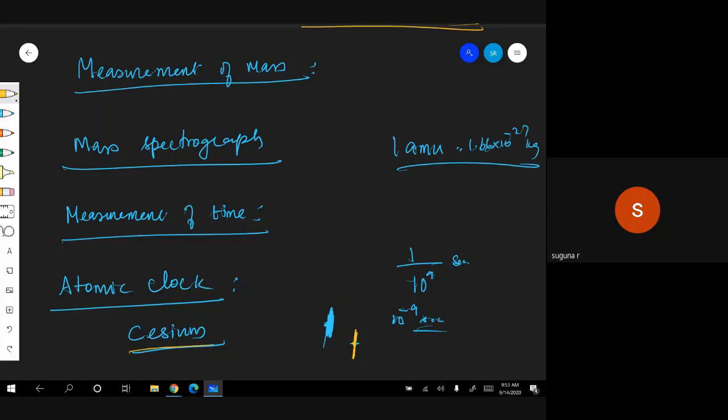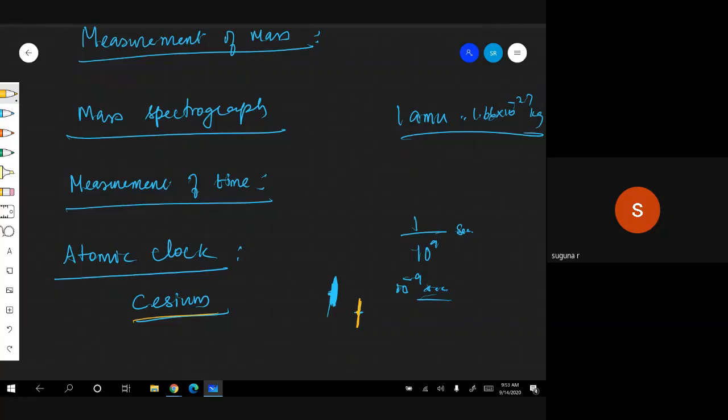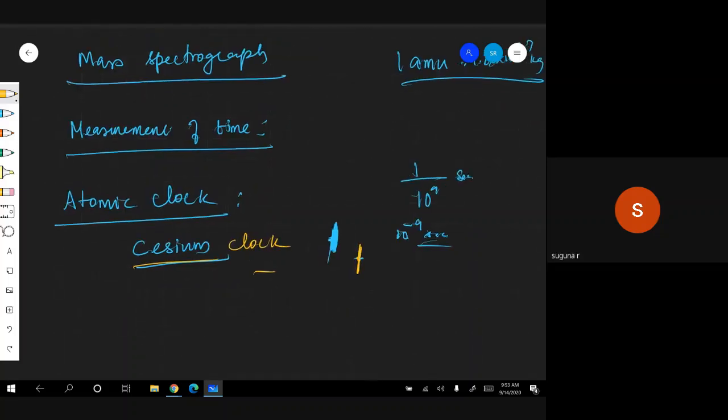So the cesium atom vibrates periodically, and from that period of vibration of the cesium atom, the atomic clock is derived. That is why it is also called the cesium clock. Therefore, these clocks are very, very accurate. What is the accuracy? The accuracy is of the order of 1 by 10 power 13 seconds.